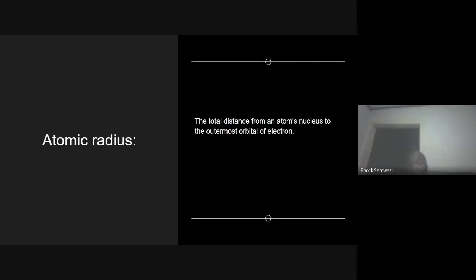Let's begin by understanding the definition of atomic radius. When we talk of atomic radius, we are referring to the total distance from an atom's nucleus to the outermost orbital of electrons. That's what we mean by atomic radius. But remember, it's not easy to measure.